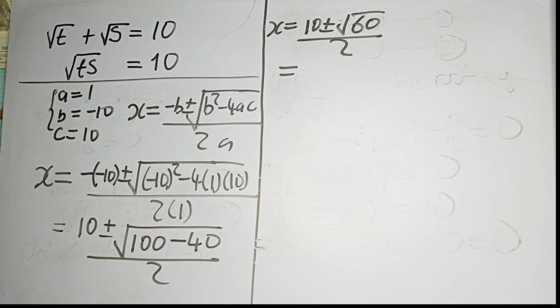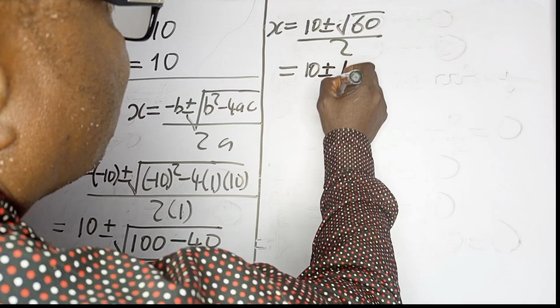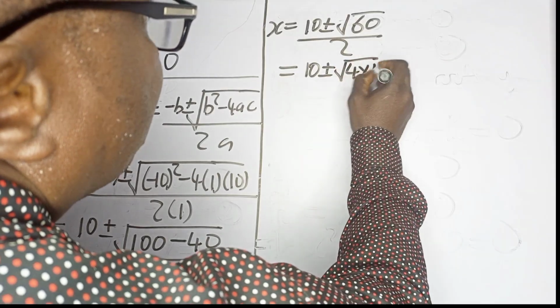For example, 9 is a square number because the square root of 9 is a whole number. 16 is a square number; the square root of 16 is a whole number. So, is there any factor of 60 which is a square number? Yes, we have 4. 60 is the same as 4 times 15. So we write that as 10 plus or minus the root of 4 times 15.